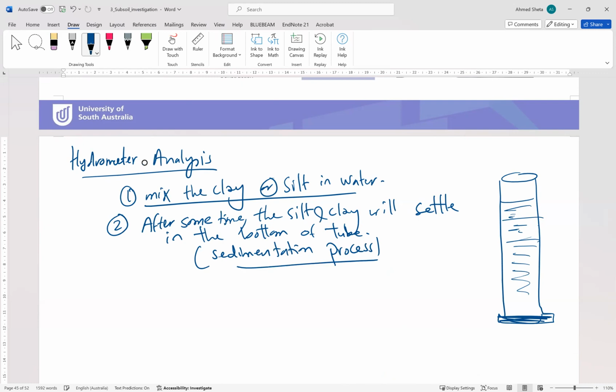Okay, so what will happen is we'll have some clear water here, and then the mixed soil will be here, and we have some soil sedimented in the bottom here. So this clear water, soil mix, and soil. Okay.